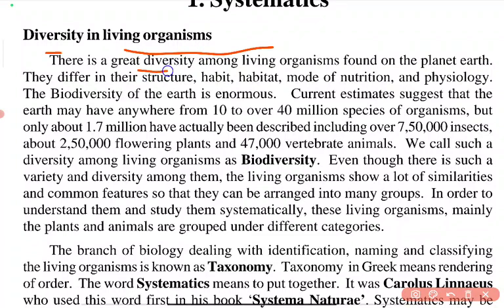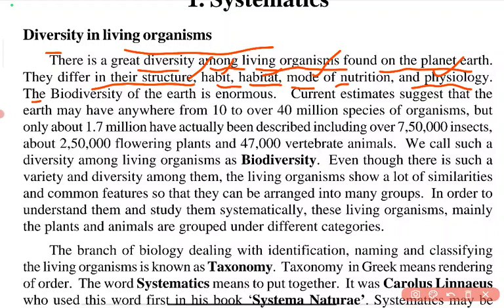There is a great diversity among the living organisms found on the planet Earth. The living organisms which are found on planet Earth, there is a great diversity among them. How? They differ in their structure, habit, mode of nutrition and physiology. They are different from each other in their habitat, structure, habit, mode of nutrition, physiology, and other characters like reproduction or any other characters.